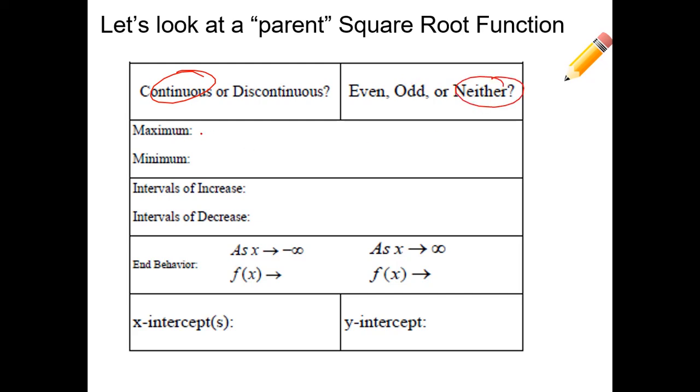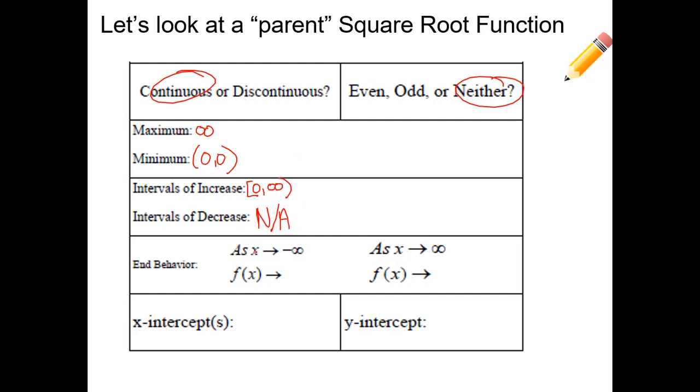My maximum on this graph, technically there isn't a maximum on this graph because it goes off to infinity. So we would say it goes to infinity. However, the minimum would be (0, 0) in this case. Intervals of increasing, well, it starts at 0 and goes to infinity. However, we do not decrease at all. We always consistently go up.